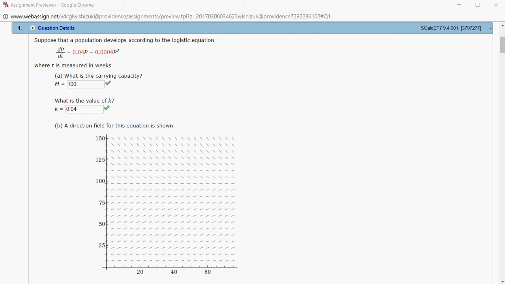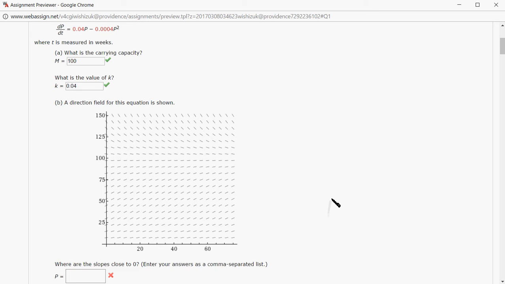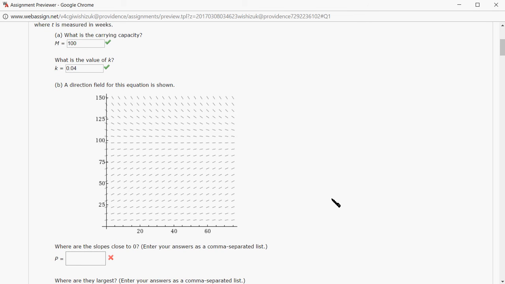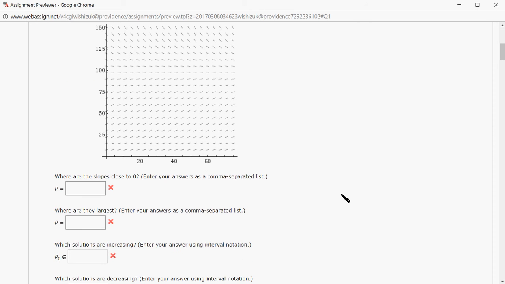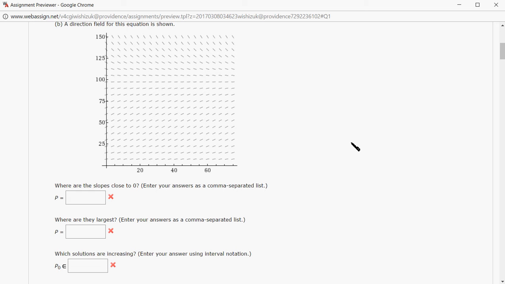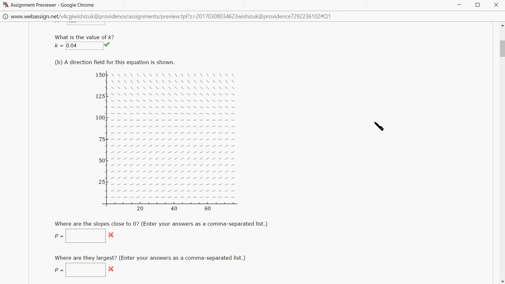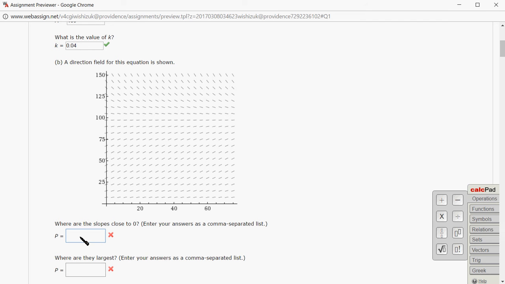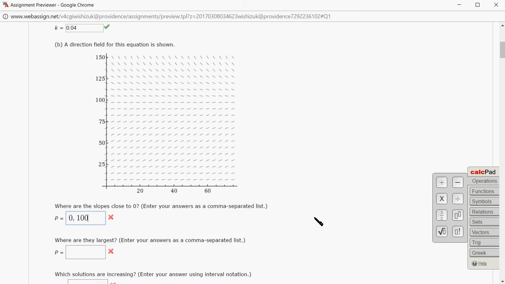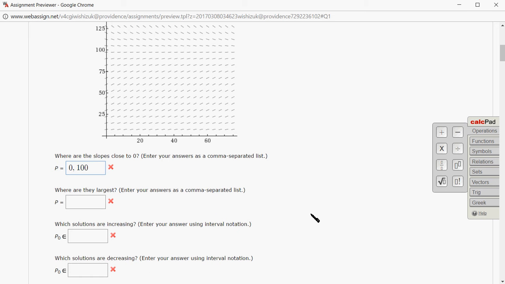Alright, I came back and it looks like we got part A correctly. Let's look at part B. We have this direction field given. Let's see, what are the slopes close to 0? You can see that the equilibrium solutions are at 0 and 100. That's where the derivative equals 0. So P is equal to 0 and P equals 100. Where are the slopes the largest?